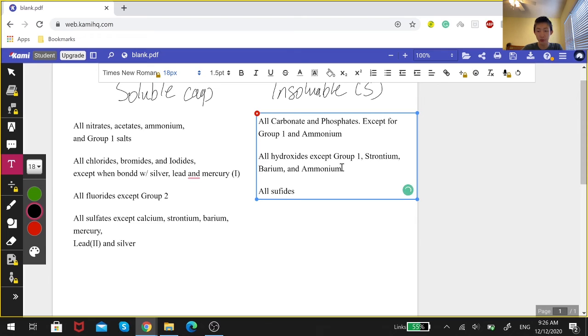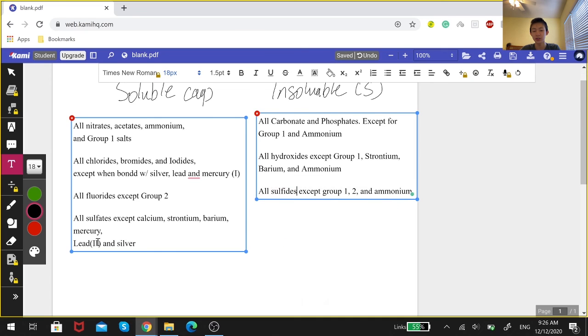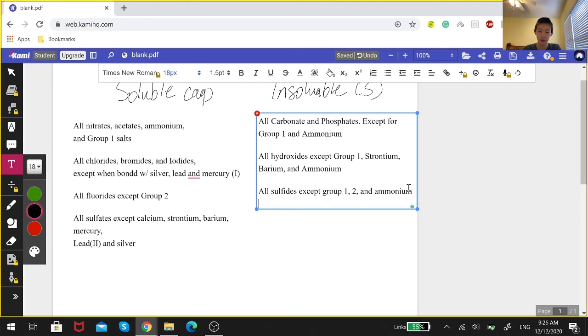Sulfide is S by itself. All sulfides are solid except group 1, group 2, and ammonium. Sulfide is not sulfite. Sulfite is SO3 2-, while sulfide is only S2-. Alright, you gotta watch out for the ending over there.